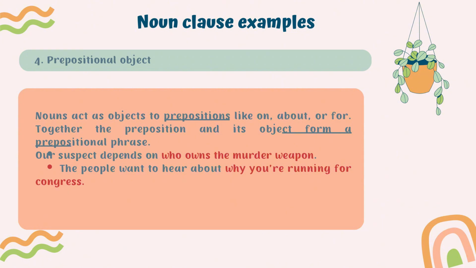Prepositional object as a noun clause. A noun acts as object to a preposition, like on, about, or for. Together the preposition and its object form a prepositional phrase. The first is, our suspect depends on who owns the murder weapon. The preposition object is who owns the murder weapon. And the second one is, the people want to hear about why you are running for Congress. And the preposition object is why you're running for Congress.